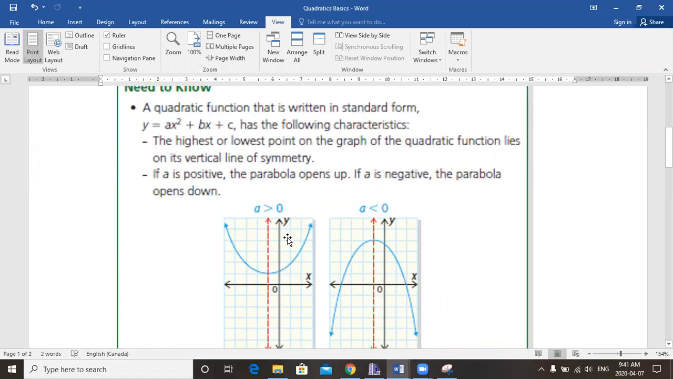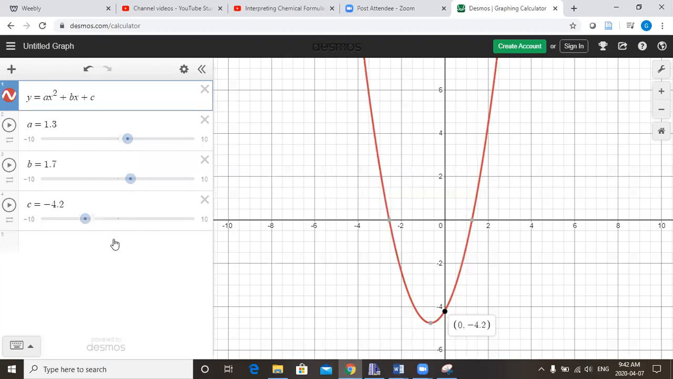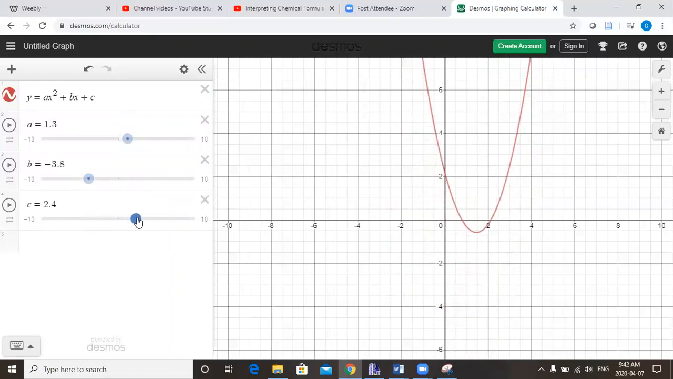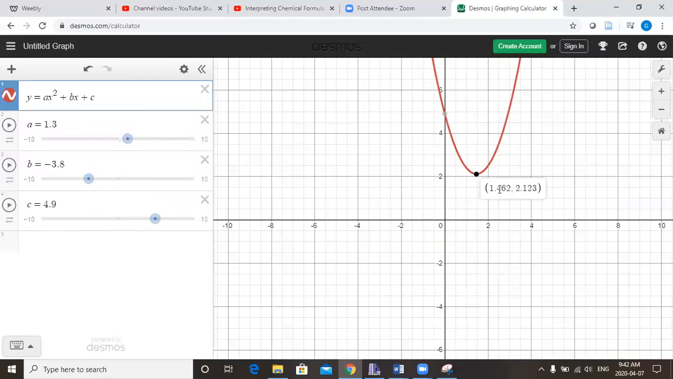Notice that the vertical line of symmetry cuts through the vertex. So again, if I go back to Desmos, I'll move it to the right, and move that up. There. You can click on the vertex. Right now, my vertex has an x value of 1.462 and a y value of 2.123. So that's the smallest value of the function.